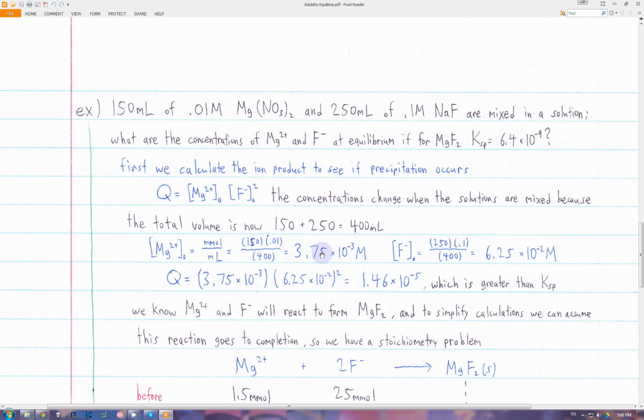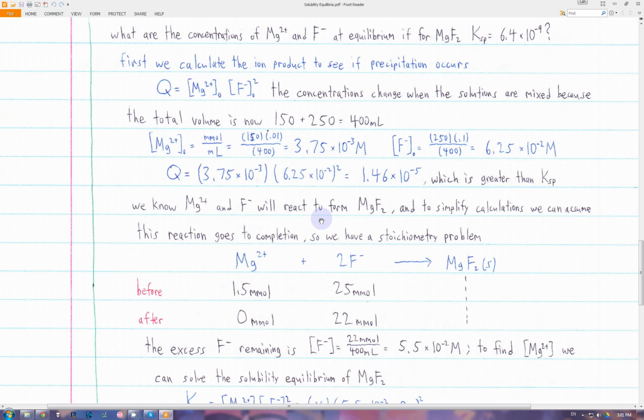So once we have those, we can plug them into the ion product and calculate the Q. And we find that the Q is greater than the KSP, which means the equilibrium will shift to the left, because there are too many ions, so they will form the solid. So we know that the magnesium and the fluoride will precipitate as magnesium fluoride.